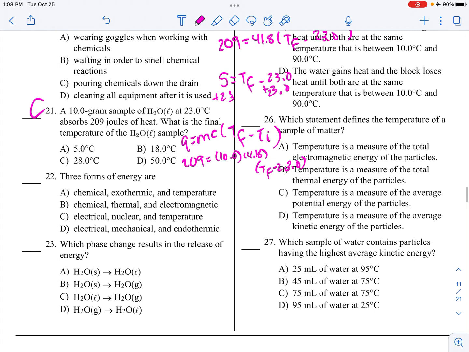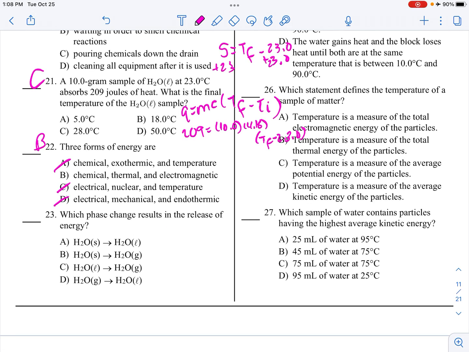Three forms of energy. Exothermic is not a form. Endothermic is not a form. Electromagnetic is two different forms smushed into one, so you're going to go with three. Oh, no, sorry, whoops. Temperature is not. Oops. Electromagnetic would work, even though it is smushed together.